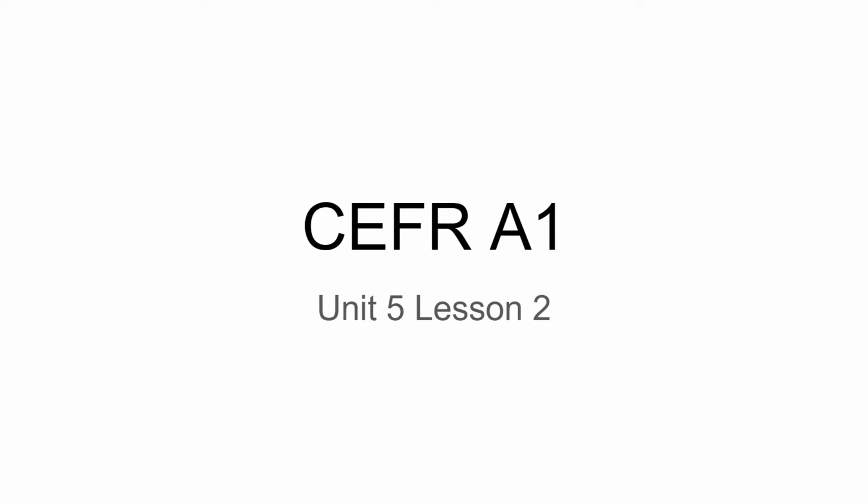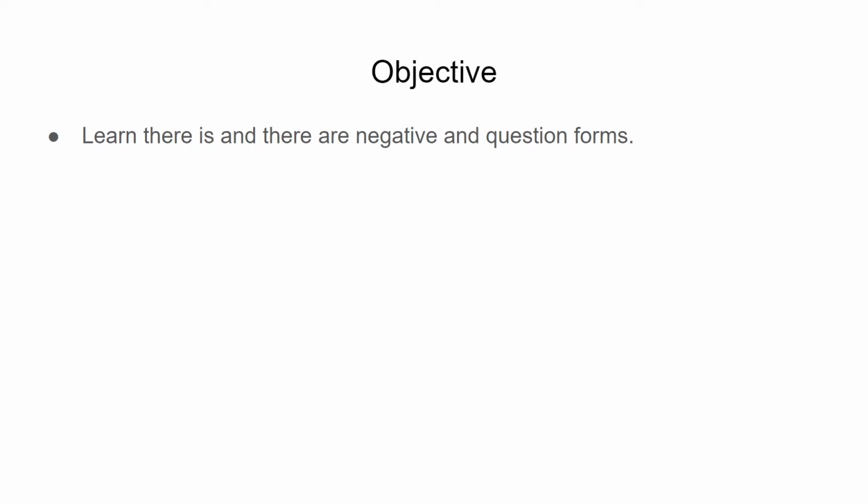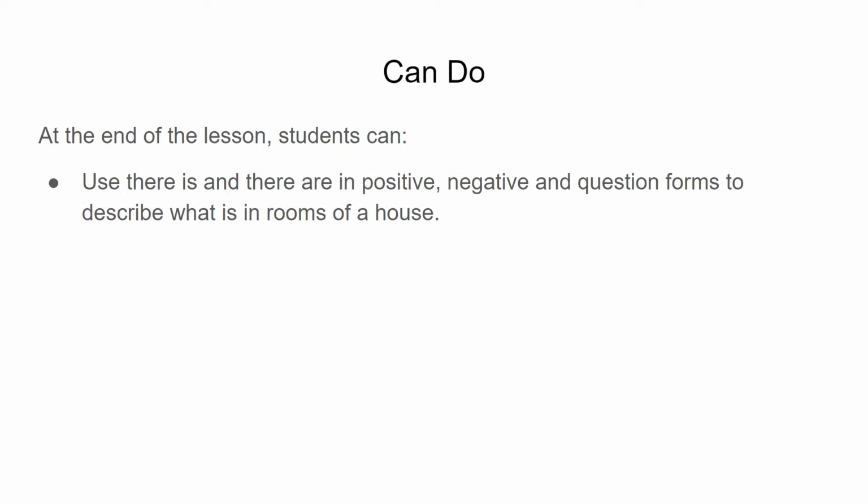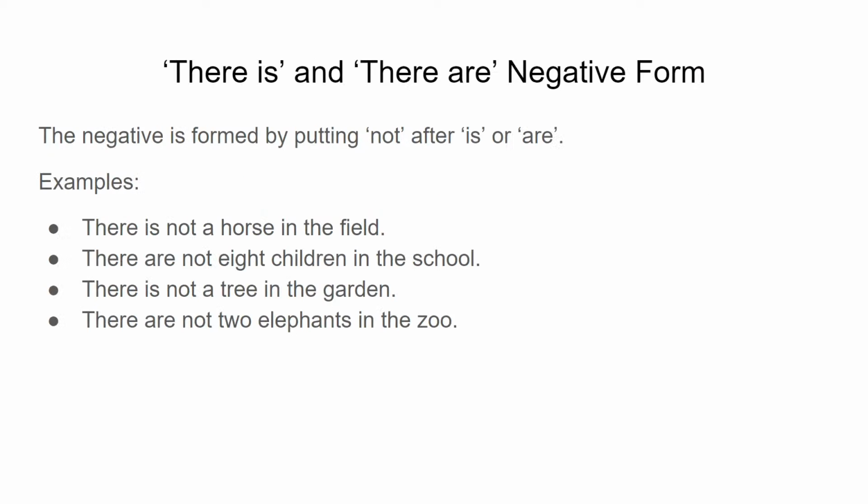There are negative statements. The objective of today's class is to learn there is and there are in the negative and question forms. At the end of the lesson, the students will be able to use there is and there are in the positive form, negative form, and question form to describe what is in rooms of a house. There is and there are negative form.